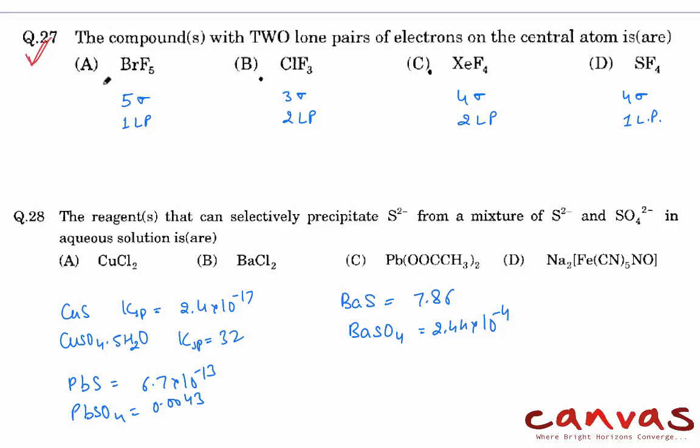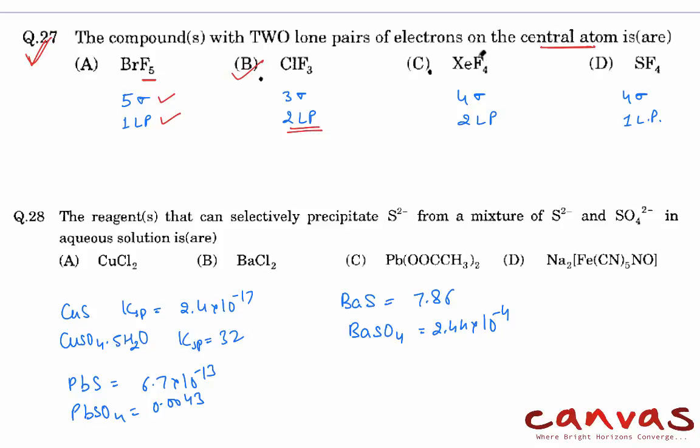Okay, now moving on to the next question, 27th. The compound with two lone pairs of electrons on the central atom are... Now BrF5: because there are 5 fluorines, we have 5 sigma bonds, and bromine has 7 electrons, so out of 7, 5 are utilized in sigma and 2 are left as a lone pair. Not an option. ClF3: 7 valency, 3 are used in sigma and 4 remaining form 2 lone pairs. Now this is a right answer.